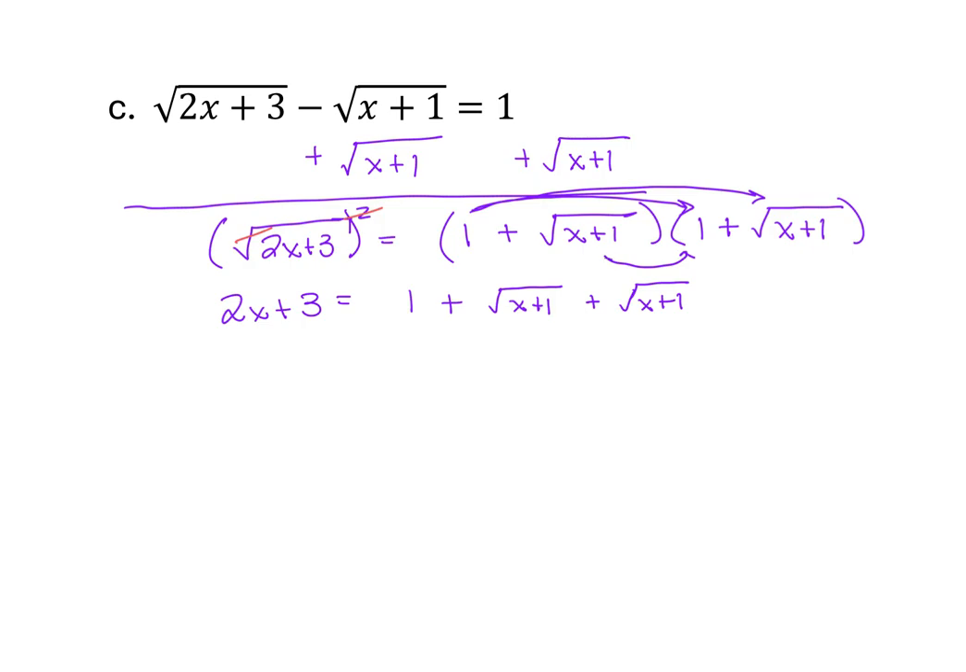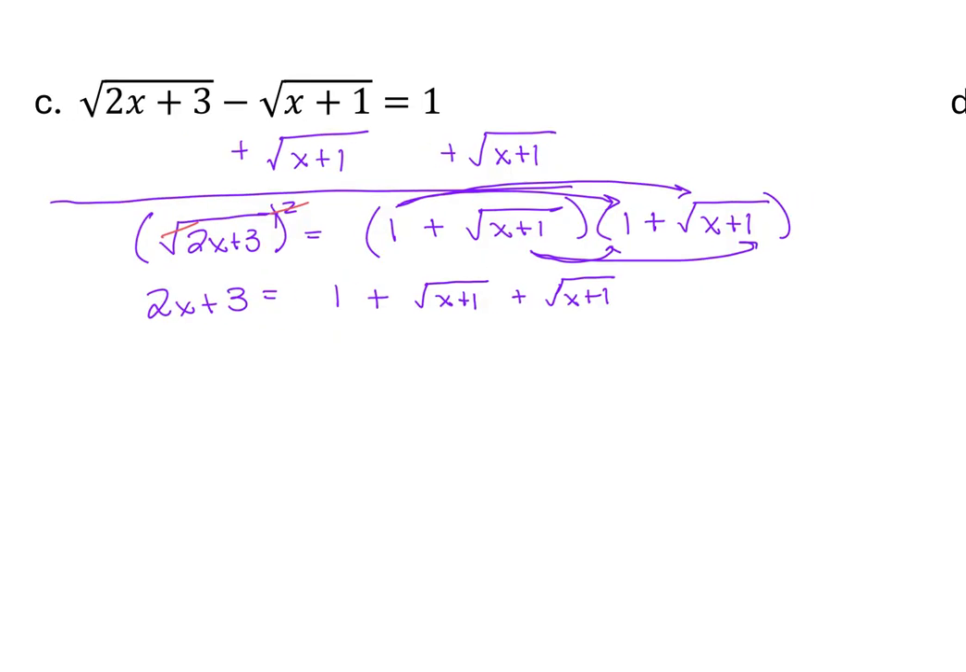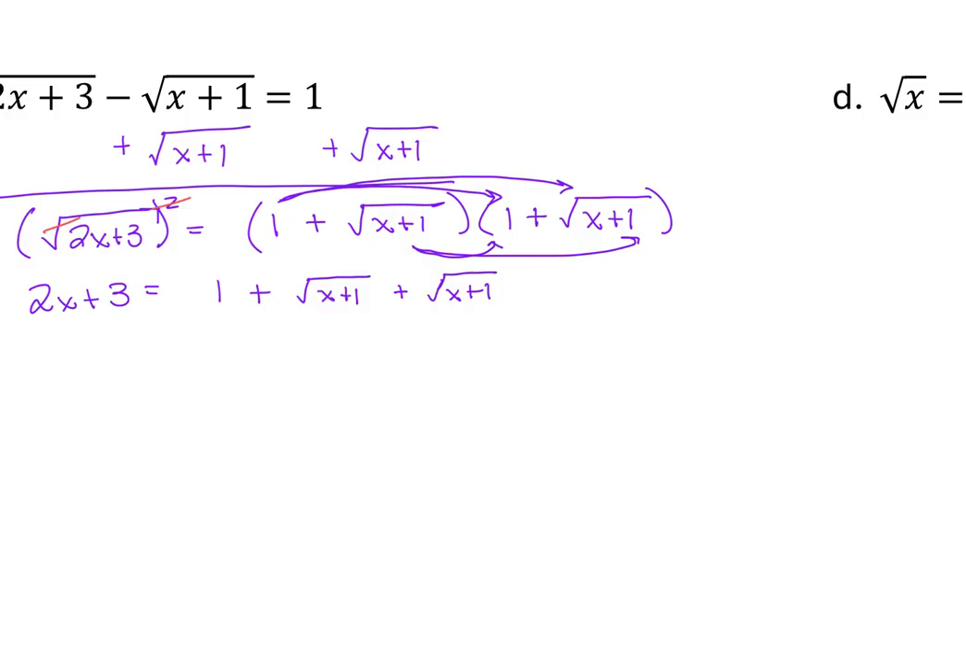And then the last one, our lasts, what we get is the square root of x plus 1 times the square root of x plus 1. Basically, this is equal to the square root of x plus 1, squared. Well, we still have that same rule, squares and square roots cancel. And so what this becomes is x plus 1.